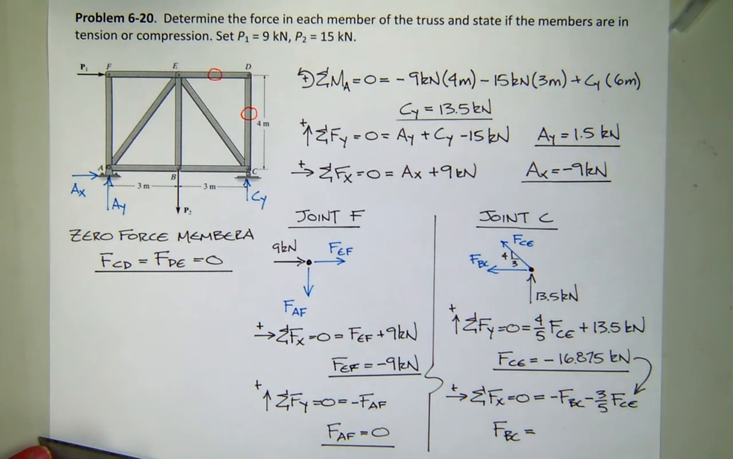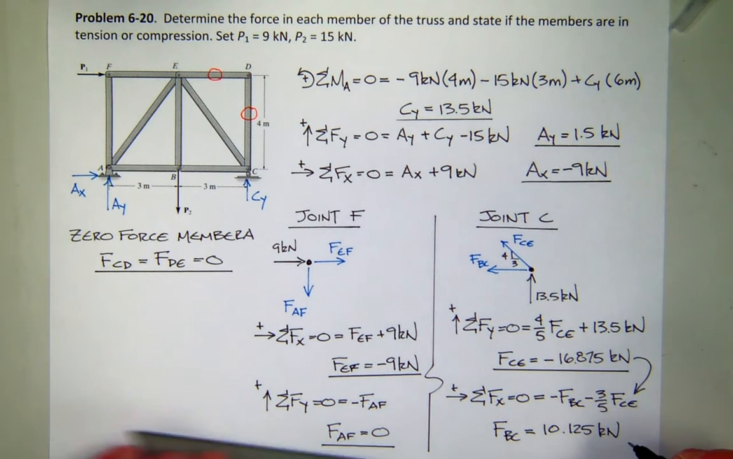So what is that? What's 3/5 of that? 3/5 of 16.875. Anybody get that? 10.125. Anybody else get that? That seems reasonable.